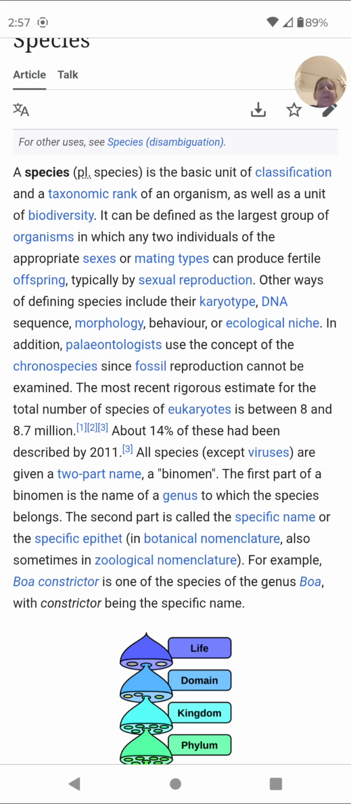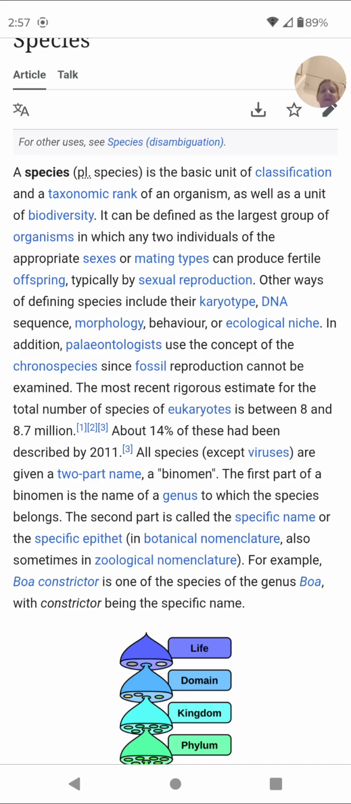A species is the basic unit of classification or a taxonomic rank of an organism, as well as a unit of biodiversity. It can be defined as the largest group of organisms in which any two individuals of the appropriate sexes and mating types can produce further offspring, typically by sexual reproduction.